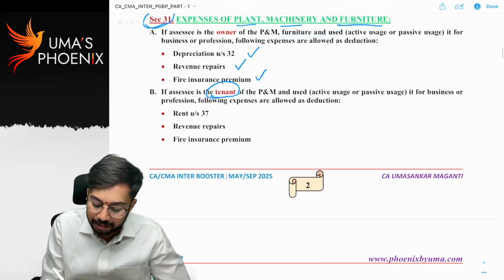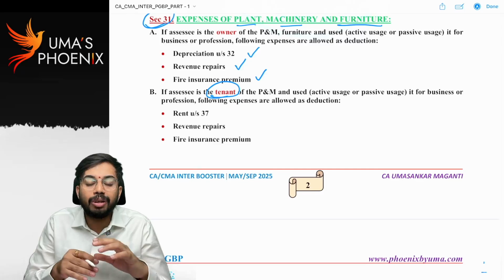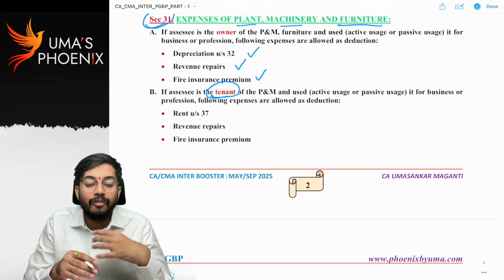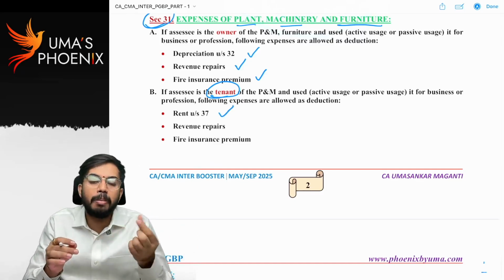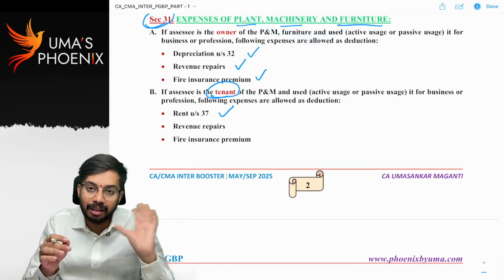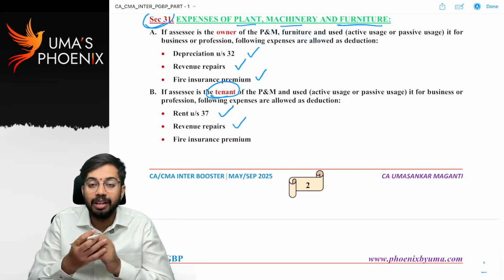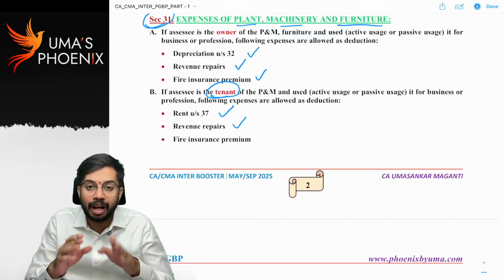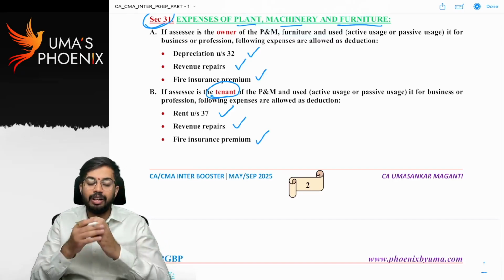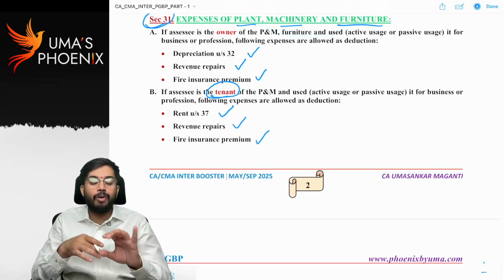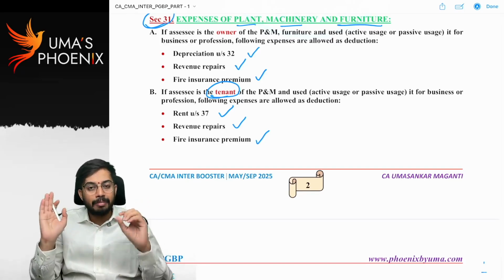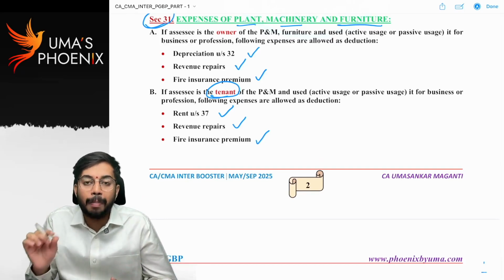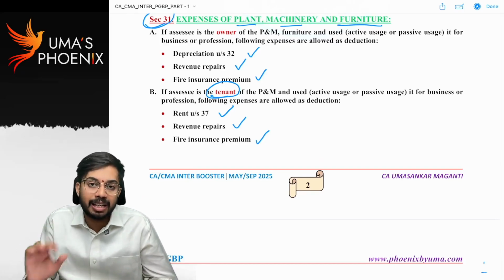Next, as a tenant. Tenant means what? I took generator on rent. Whatever the rental charges that I am paying on generator is there, that is allowed as deduction. Small minor repairs as a tenant, if I do for that generator, that is also allowed as deduction. If I take fire insurance premium, even though as a tenant, then that is also allowed as deduction. So as a owner, with regard to plant and machinery, owner can claim depreciation, owner can claim revenue repairs and maintenance, owner can claim fire insurance premium paid as deduction in P&L account. Same are also allowed as deduction to tenant also, but in case of tenant, in place of depreciation, rent is allowed as deduction.